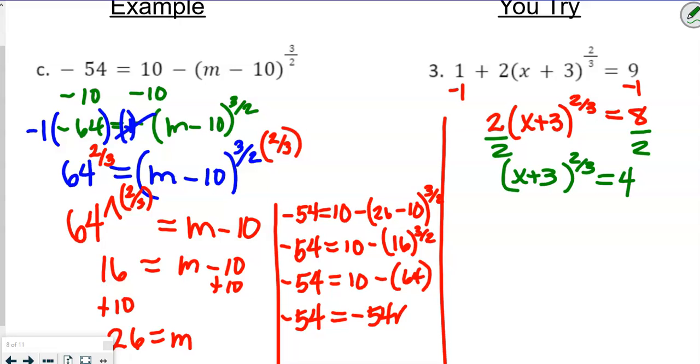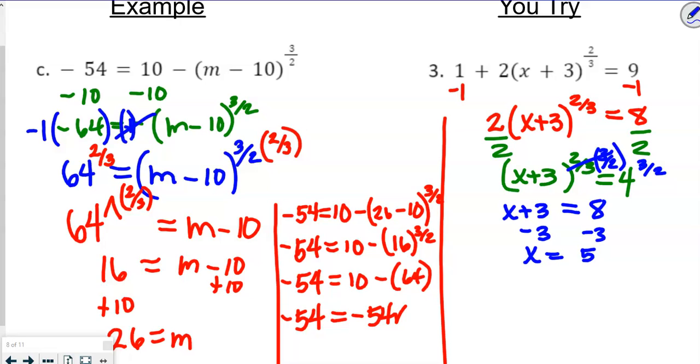So once again, we're going to multiply by the reciprocal. So this is going to be 3 over 2, and this is going to be 3 over 2. And again, I told you guys you can do that right there in your calculator. So these cancel out. So this is going to be x plus 3. And when I do 4 to the 3/2 in my calculator, what did I get? 4 to the 3/2 was 8. This would be the square root of 4 to the 3rd power, basically. Yeah. So then we're going to subtract 3 from both sides. So x equals 5.